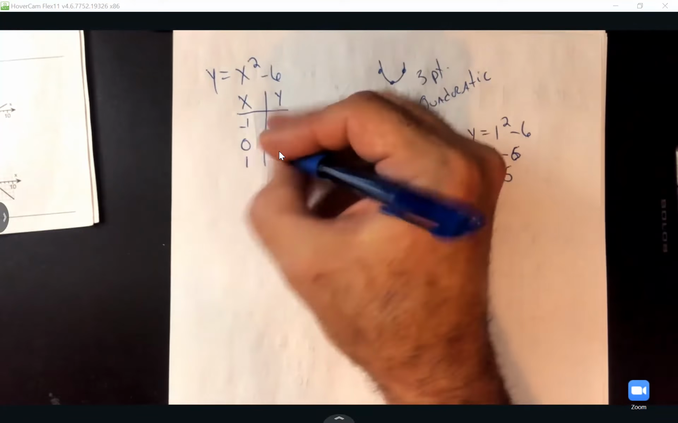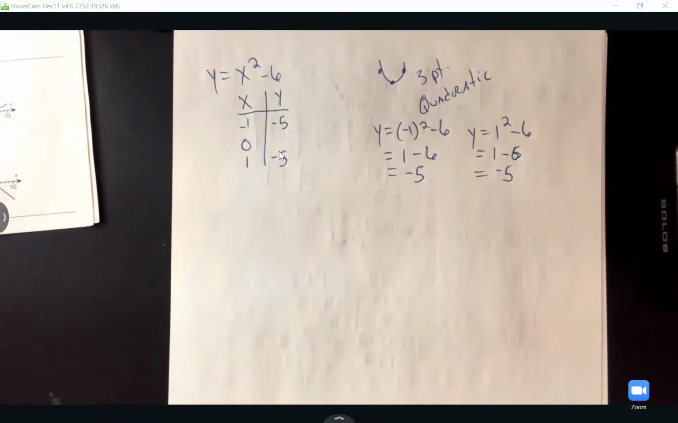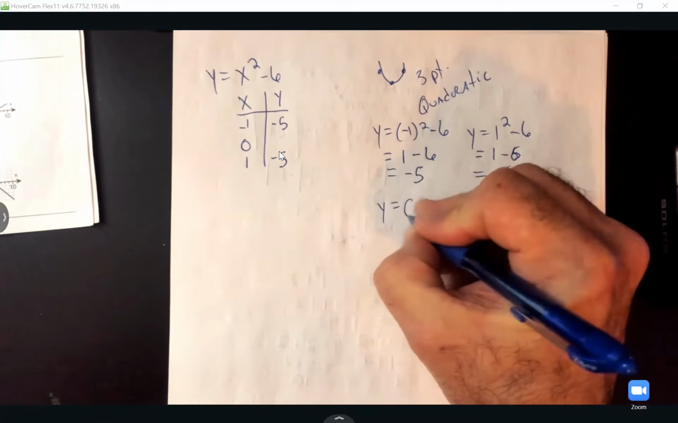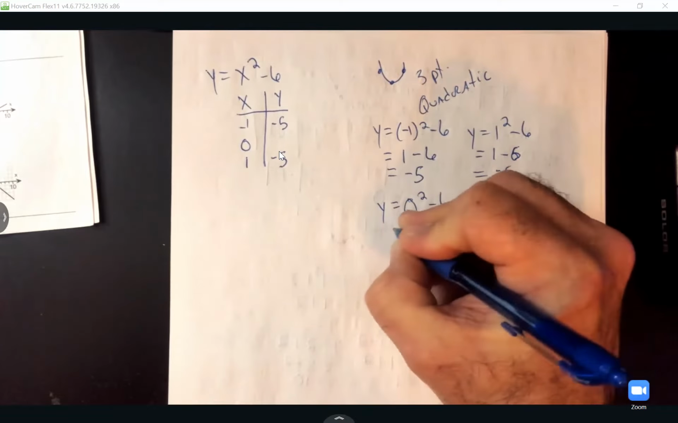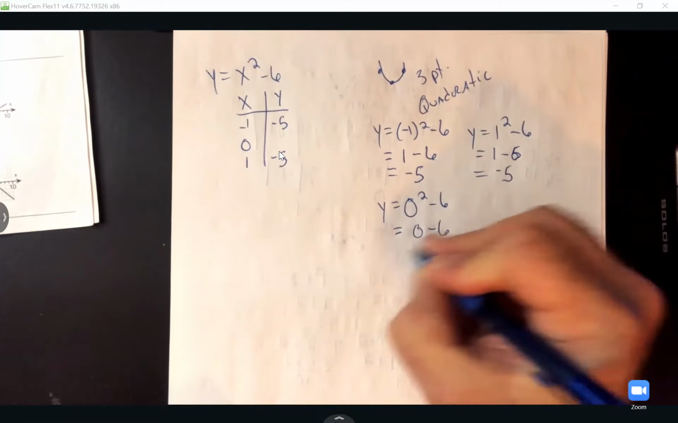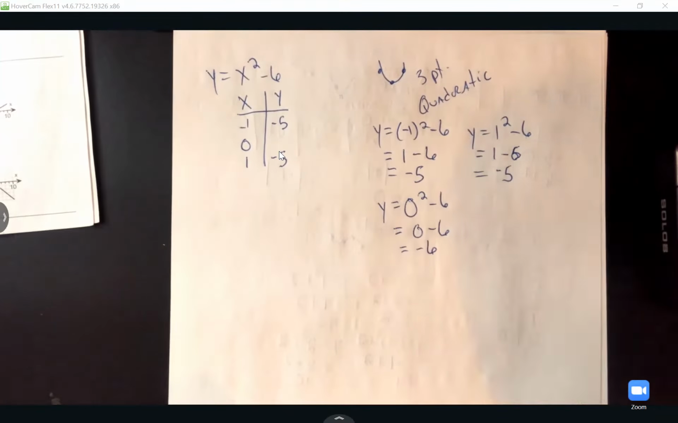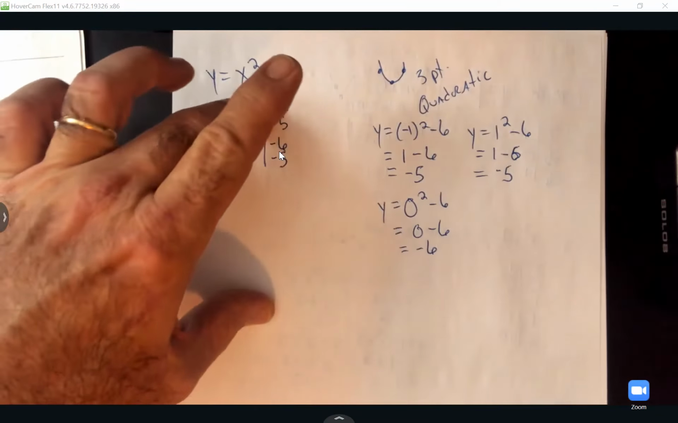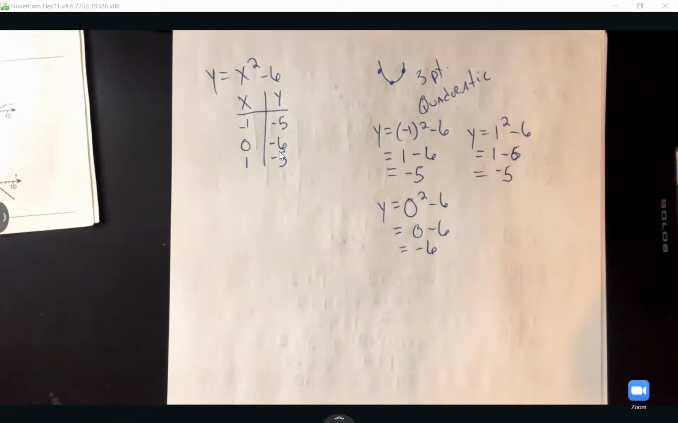So remember, these graphs are symmetric, so whatever you get for the negative 1, you're going to get for the positive 1, okay? All right, the last point was a 0, so 0 squared minus 6. 0 squared is 0, and then 0 minus 6 will give you a negative 6. Notice all these stay negative on this one, because that negative 6 is pretty big down there. So we got our 3 points.